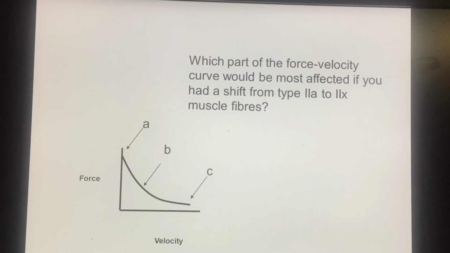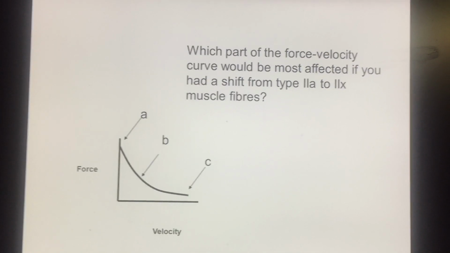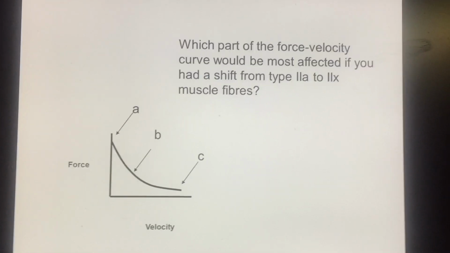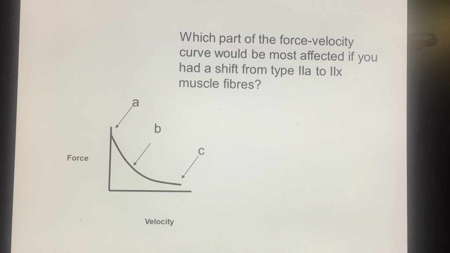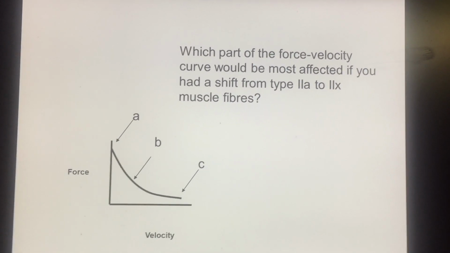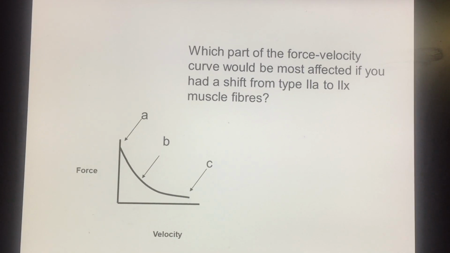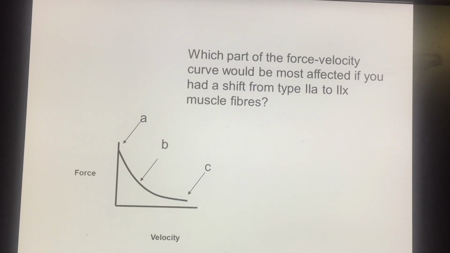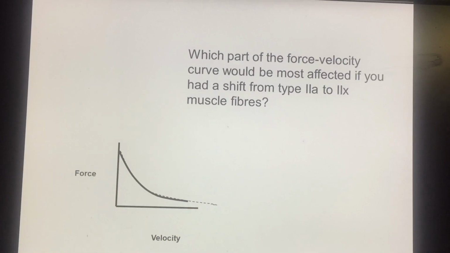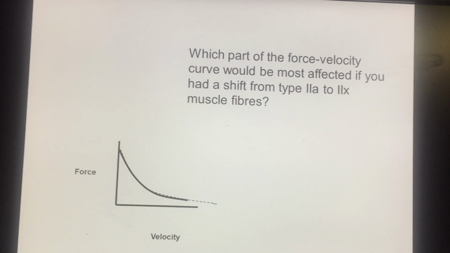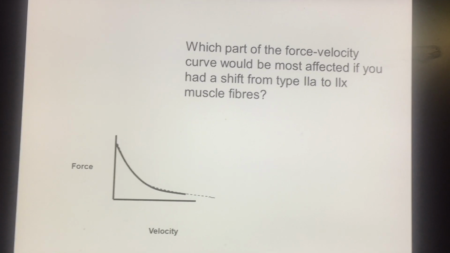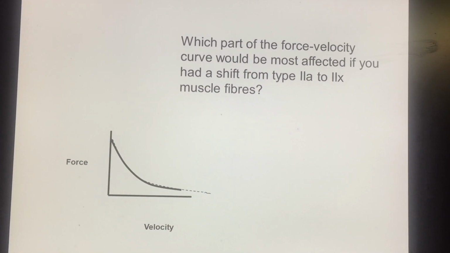Next question asks which part of the force velocity curve would most likely be affected if you had a shift from type 2A to type 2X muscle fibers. So that's a shift from your intermediate to your fastest type of muscle fibers. The point that would most likely improve here would be out at point C. So you would get an increase in your maximal velocity at low force outputs. So that's how your curve would look, the dotted line, if you had a shift from type 2A to type 2X fibers.